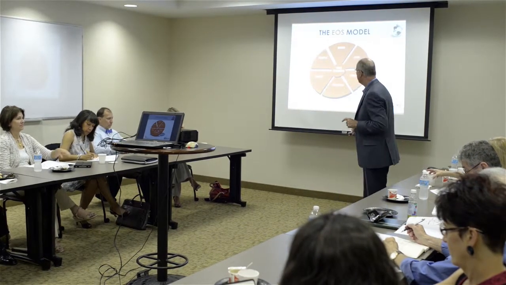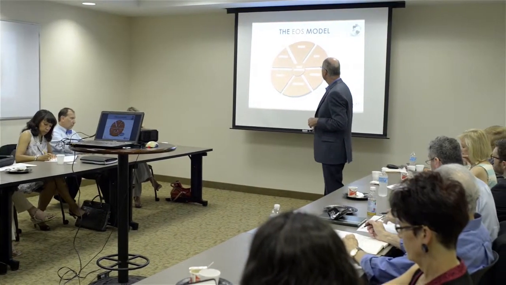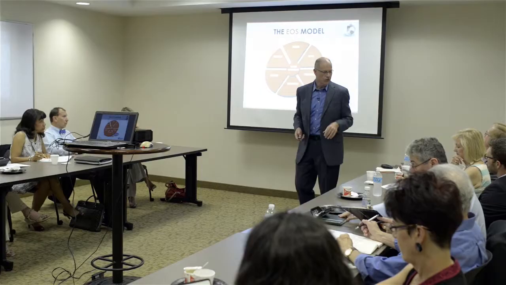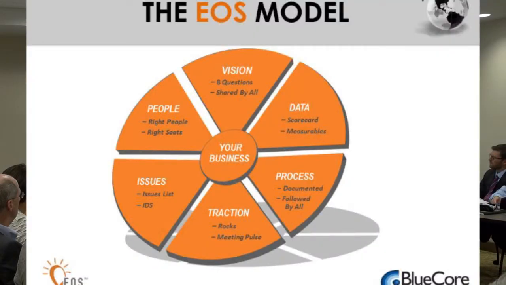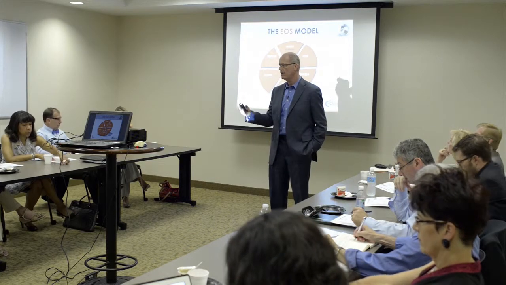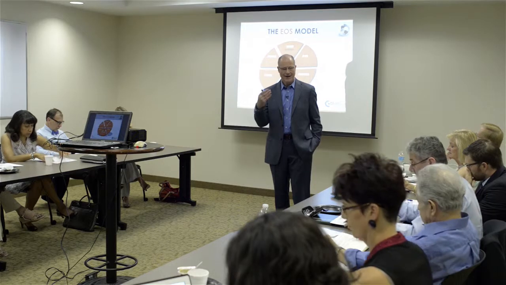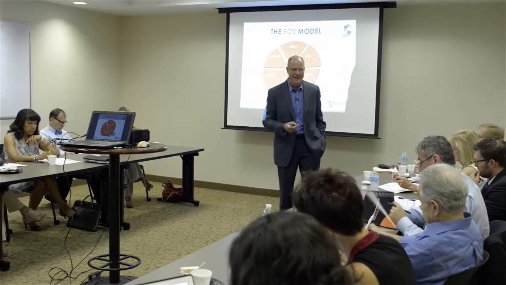But it starts with a tool that is called the Vision Traction Organizer. It's on page 4 and 5 of your book. And it starts with what we call answering the 8 questions. Remember I talked about the alignment, 100% alignment, starting with the leadership team, everybody being on the same page. Well, there are 8 sections in here, and we call them sort of 8 questions.